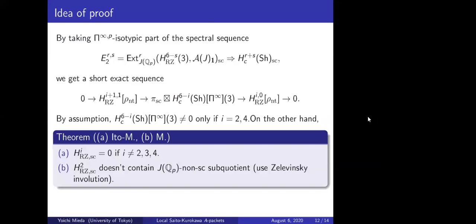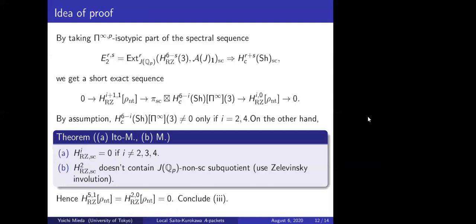On the other hand, we have two technical results. The first one was proved by Ito and myself 10 years ago: the supercuspidal part of the discrete cohomology vanishes outside degrees 2, 3 and 4. And the second was proved by myself: the supercuspidal part of the Rapoport-Zink space doesn't contain non-supercuspidal subquotients of J(Q_p), by using the relation between the Rapoport-Zink space and the Zelevinsky involution. Then we get the vanishing of these two groups.